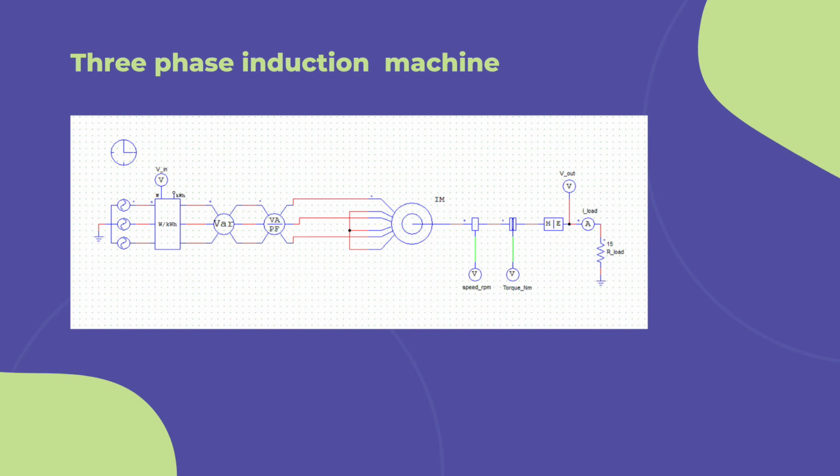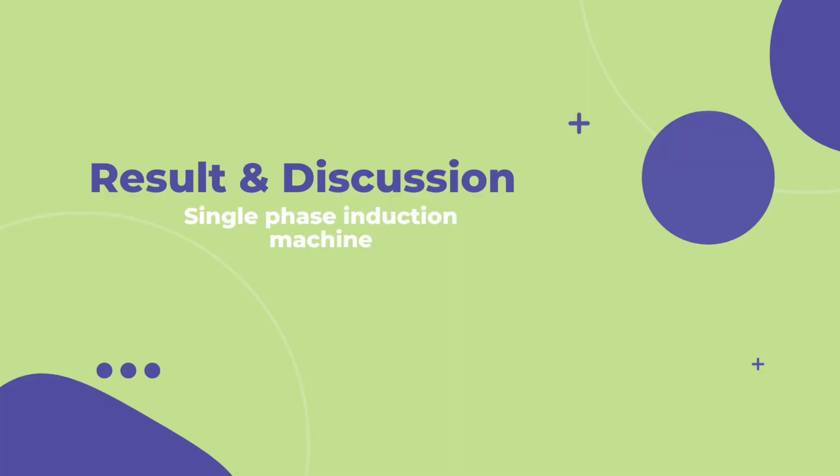While this one here is the schematic diagram for three-phase induction machine. It is not much different from the single-phase induction machine, except that it uses a three-phase voltage source. However, in the three-phase induction machine simulation, we only vary the number of poles, from 4 until 12.